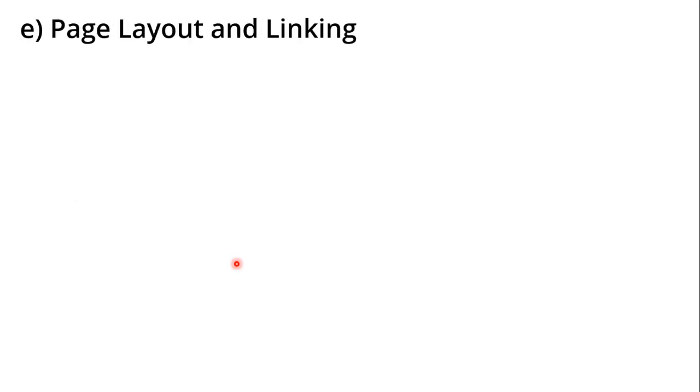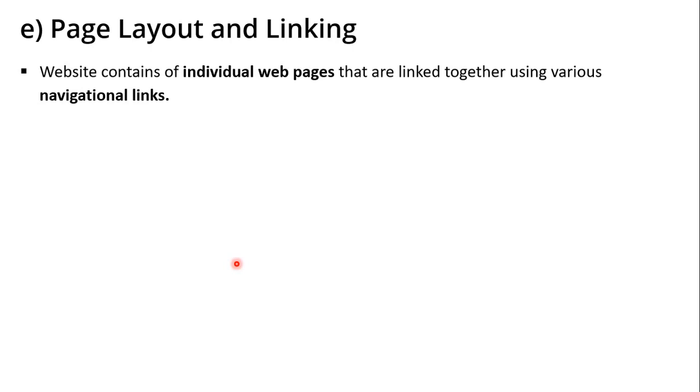Next is page layout and linking. A website consists of individual web pages that are linked together using various navigational links. Okay, you have a website in which you have multiple web pages and they are linked together. So you have to provide proper navigational links, and only then is your website successful.